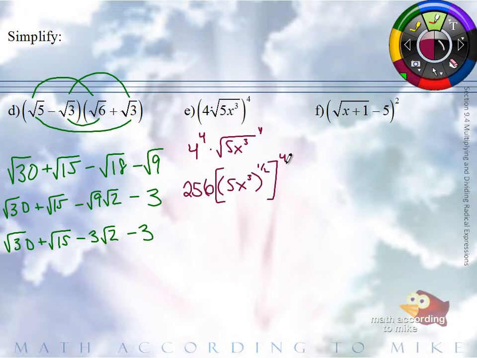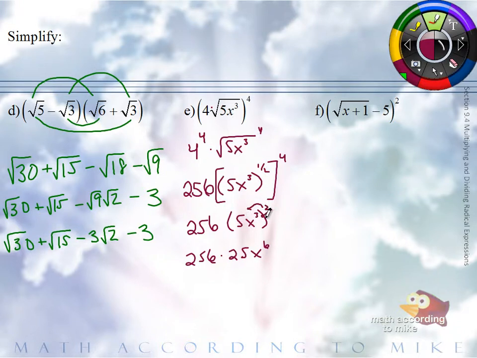Because when you have a power to a power, what do you do with the powers? So what is 1/2 times 4? So then we're down to 5x cubed quantity squared. What is 5x cubed quantity squared? 25x to the 6th. Because you have to square the 5 and the x cubed.